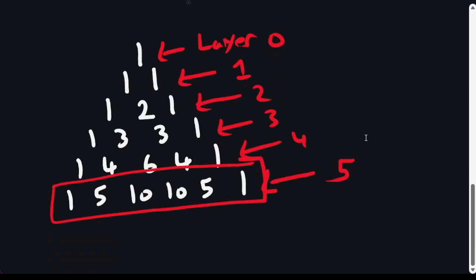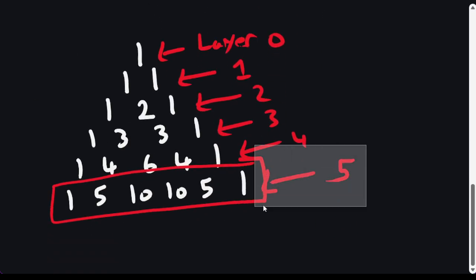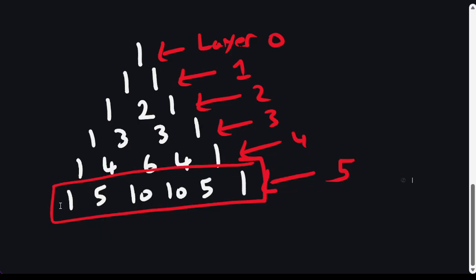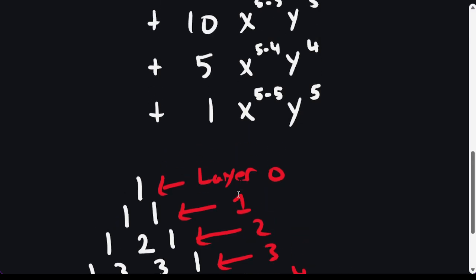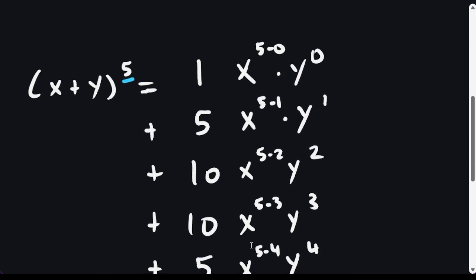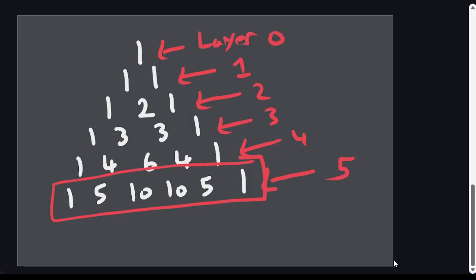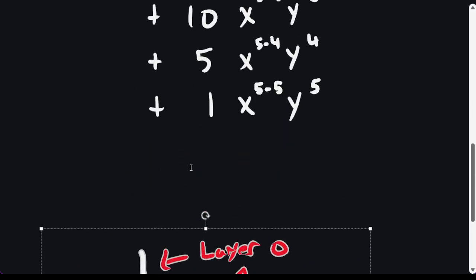And that is a shortcut to get all the coefficients using Pascal's triangle. So this is the 5th layer of Pascal's triangle. You just take all those numbers, and those will be all of your coefficients. And then you can go ahead and just simplify all this to get the final answer.